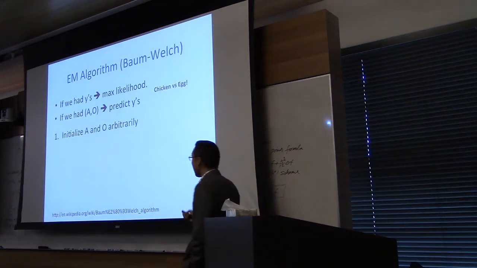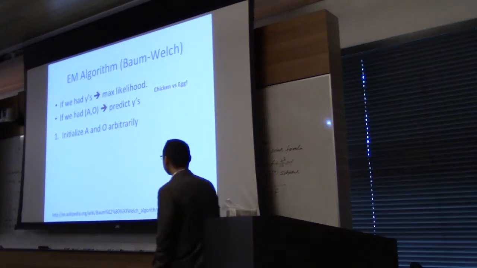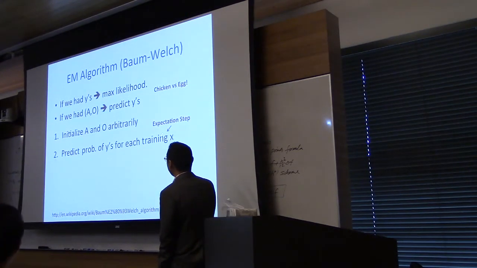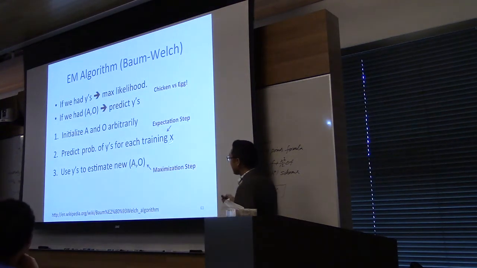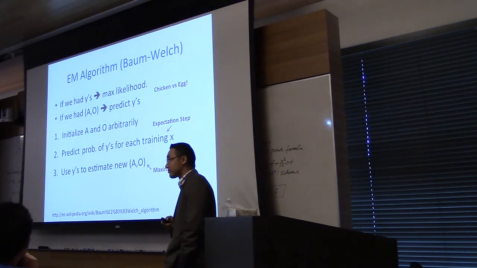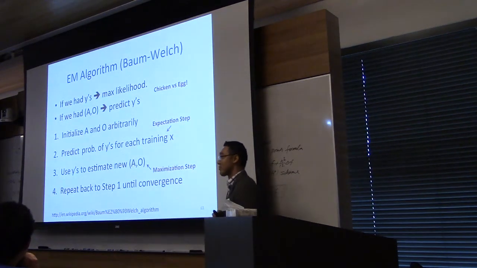So we do something kind of obvious. We initialize the parameters of the model arbitrarily, let's say randomly. Then we predict the probability of Y's for each training X. That's called the E step. And then given these Y's, we estimate new parameters of the model, called the M step. Repeat until we converge, or until we get bored.